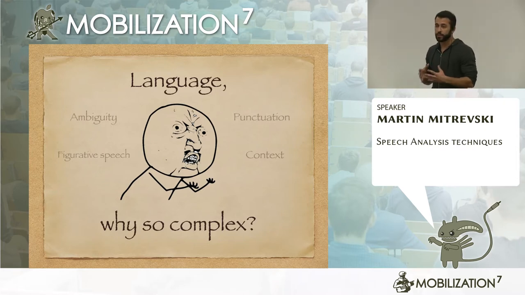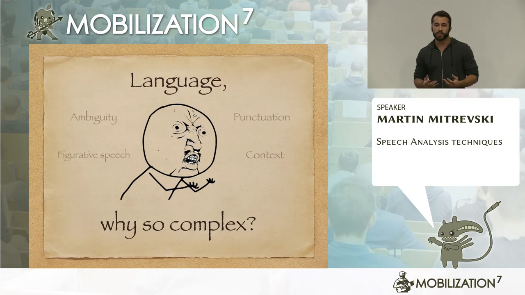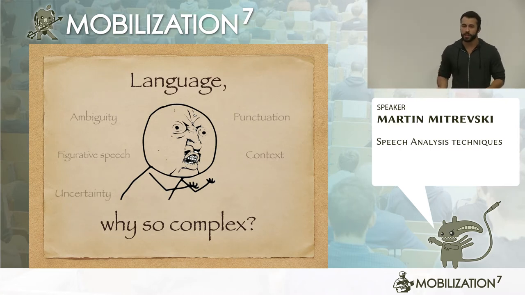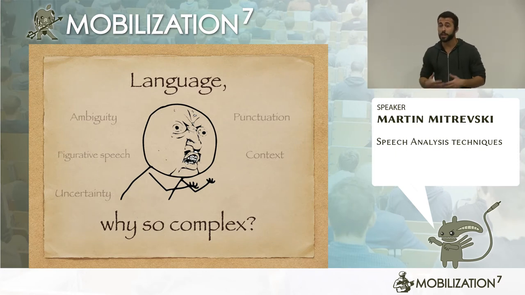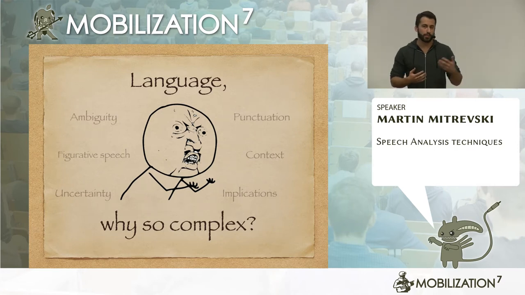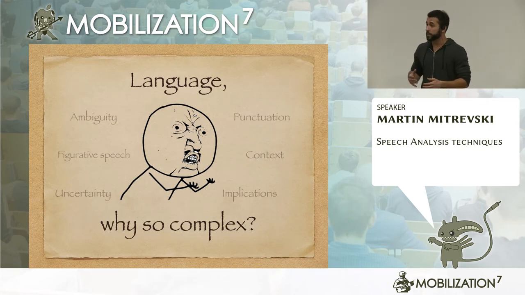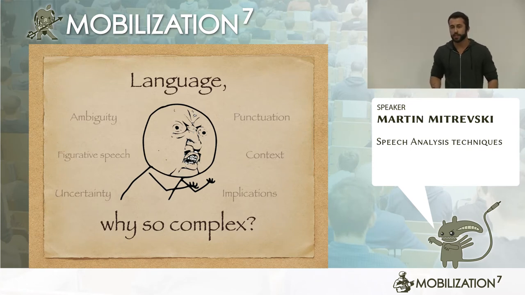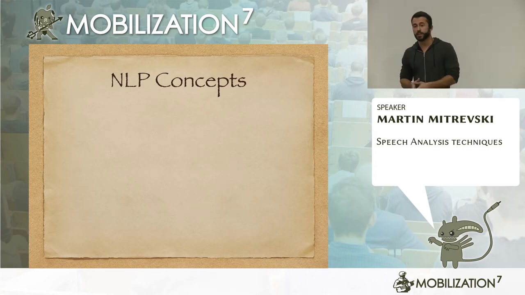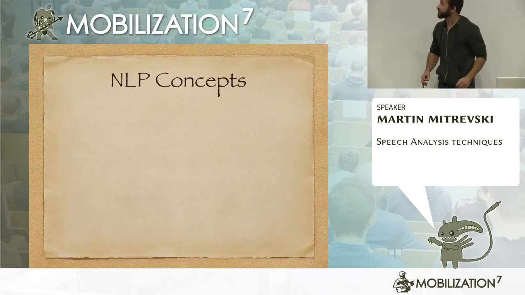Then we have context. In order to really understand what someone is trying to say, you have to know who this person is, what his beliefs are, what was previously said in a conversation. So that adds to the complexity of this challenging task. Then you have uncertainty. You can encounter some unknown word which you don't know what it means, and you might guess. And then you have implications, something that can be inferred from what the people are saying, but is not directly said. All these factors make natural language understanding one of the most complicated tasks in computer science. So natural language processing is the subfield of artificial intelligence that tries to tackle this complex task.